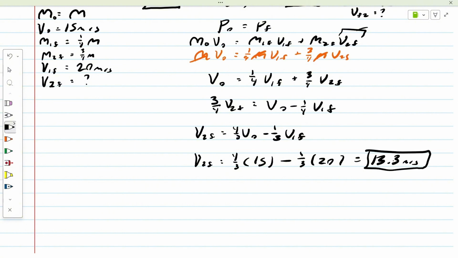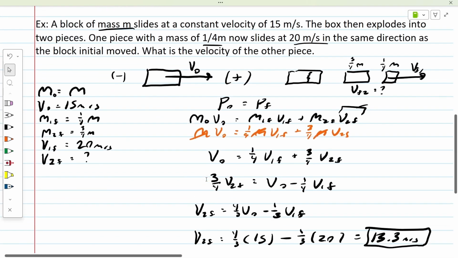And so now we know the other piece will be moving at this velocity, and since it's positive, it'll also be moving in the same direction as the initial block. So if we think about this, the block is moving forward, it breaks, and now these both still move forward, but this one's going to move slower than the original block, and this one's going to move faster. The reason is because the system's center of mass velocity is not going to change. Let's talk about what that means right now.